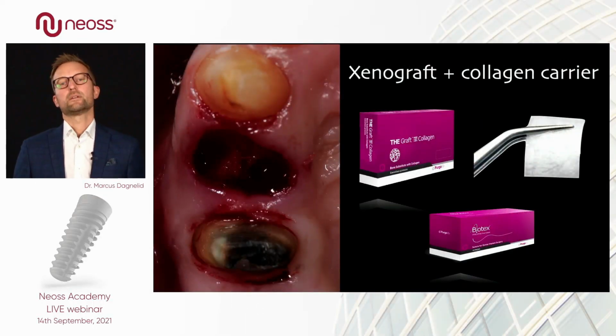So here's material that we have from Pergo. This is the graft collagen. It is a xenograft with a collagen carrier. We're going to use a small piece of membrane, and we're going to use these sutures as well.